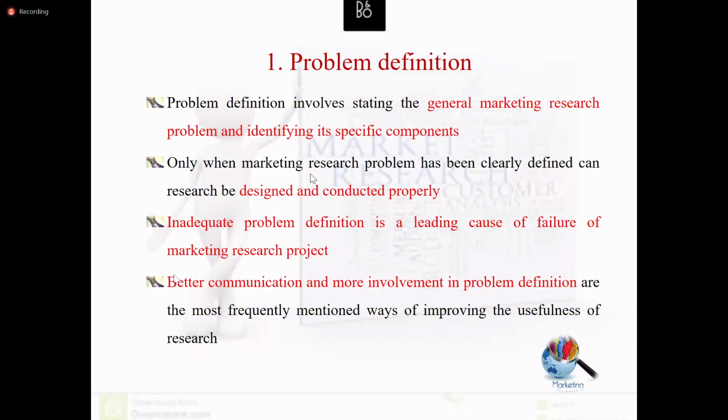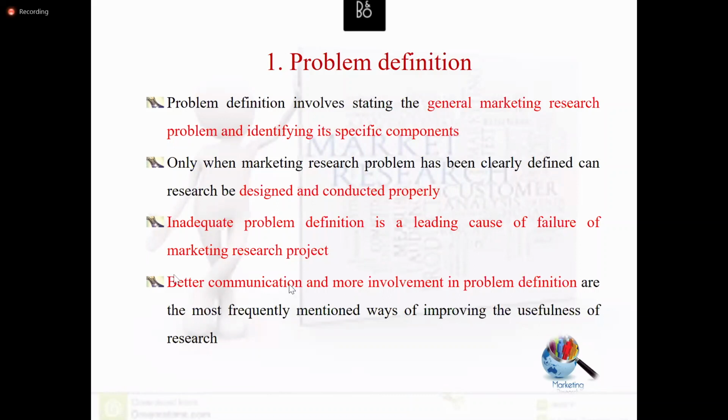So if the first process has not been carried out properly, even if you execute the subsequent processes in a very systematic way, that won't give us results, or the results that we get through that may not match the problem that we are having, right? So in this situation, we consider the problem definition to be very important.